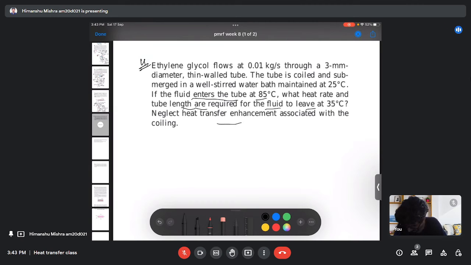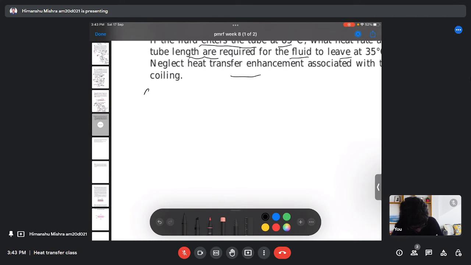So we need to find the tube length that is required to attain the outlet temperature of 35 degrees Celsius for the fluid. For this we first need to find the convection heat transfer rate, and then we will find the length and area. So my convection heat transfer rate will be, I have been given the mass flow rate.